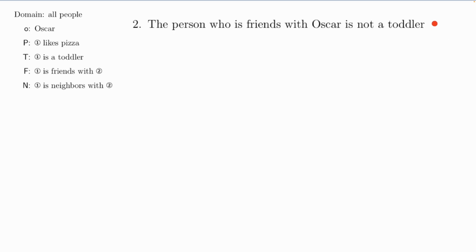Okay, moving on now to this second example. The person who is friends with Oscar is not a toddler.